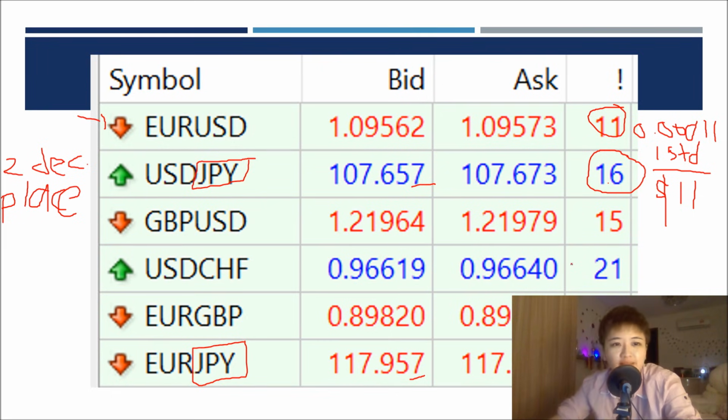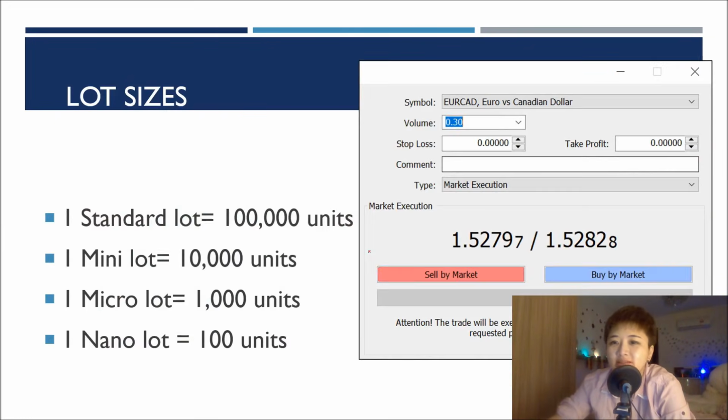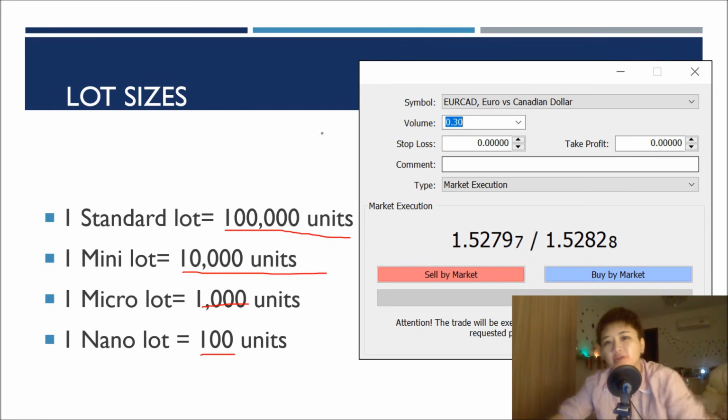Now if you're confused about units and all that, here's a guide for you. Like I said, 1 standard lot is equal to 100,000 units, 1 mini lot is equal to 10,000 units, 1 micro lot 1,000, 1 nano lot 100 units. So if you're opening a trade today and you put in a volume of 0.3, what does this mean? It means that you're buying how many units?